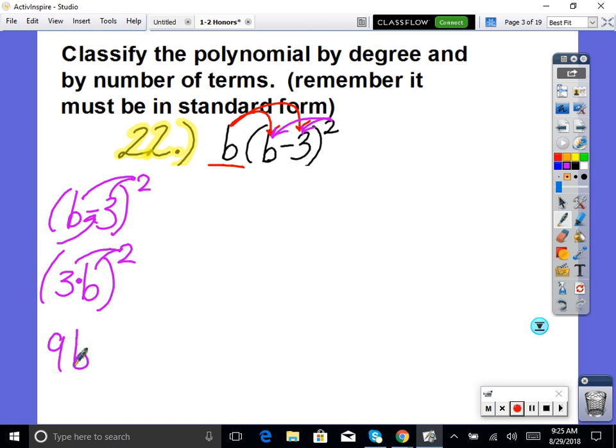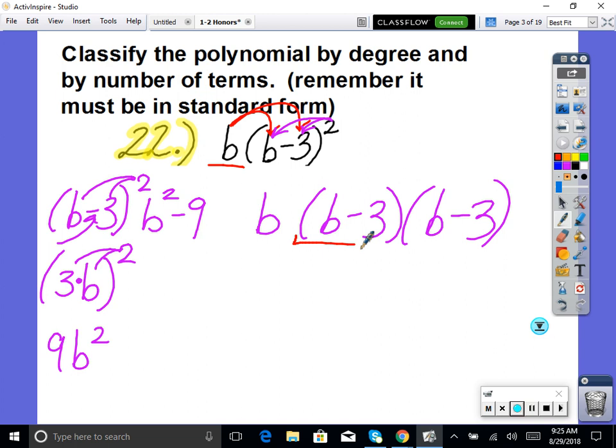This would be 9b squared. However, this would not be b squared minus 9. That's not true. Because think about why not. Isn't something squared, it times itself again? So we really have this: b times b minus 3 times b minus 3.